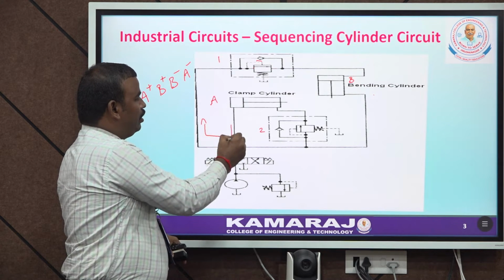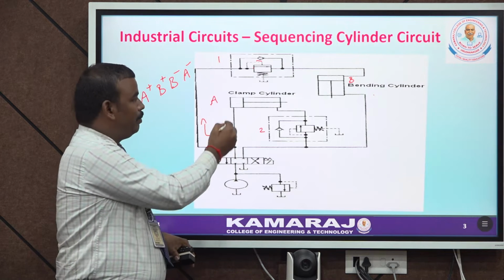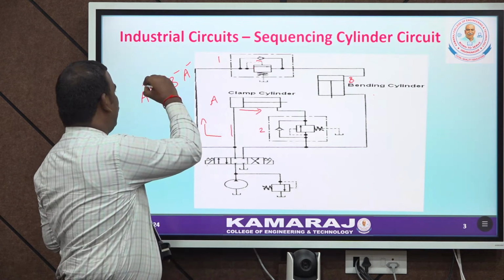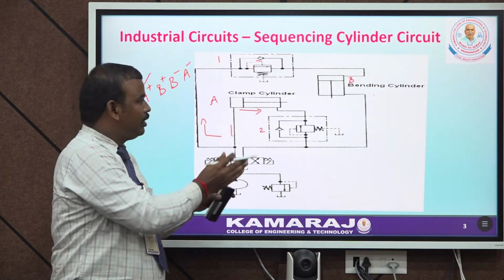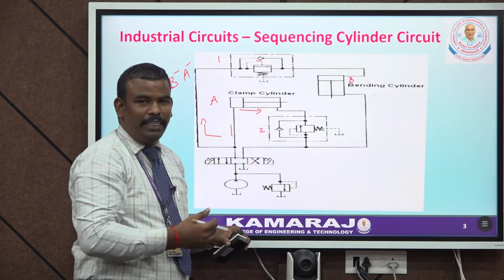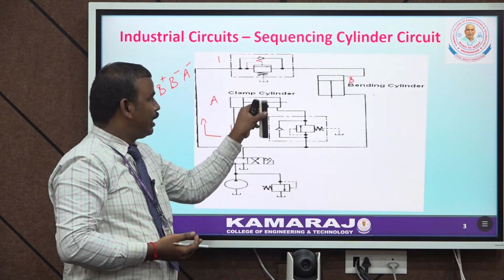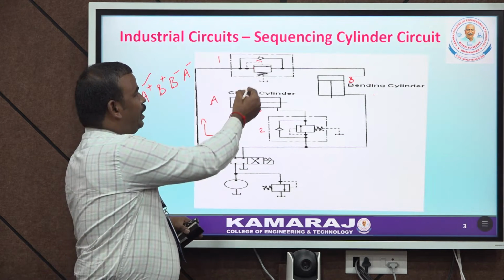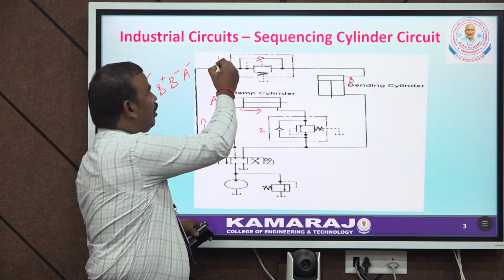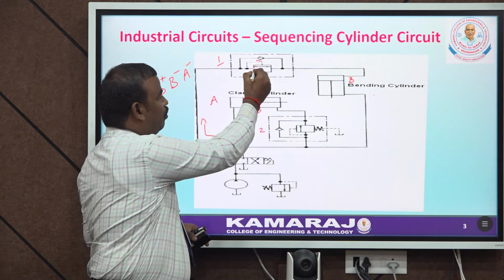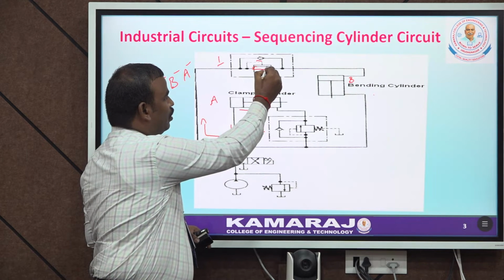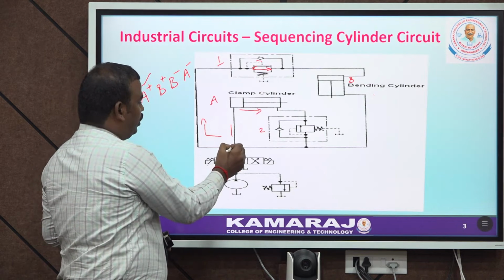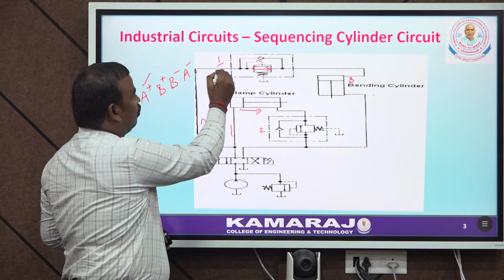So automatically the oil flows to the blank end, which means cylinder A is going to extend. So A plus is achieved. Once A plus is achieved, with the cylinder in the extended position, some pressure is automatically built up in the clamping cylinder. At that time the pressure developed operates sequence valve 1. So the normally closed valve is now open. At that time the oil also flows through sequence valve 1.